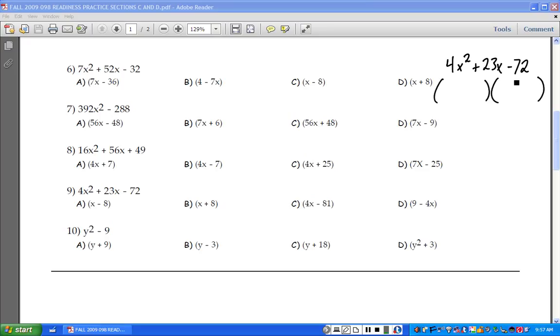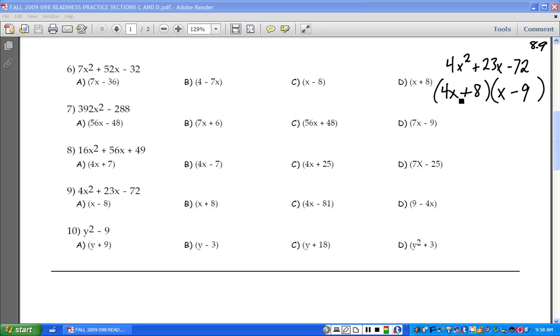Okay. For my 4x squared, I'm going to just go with 4x times x. And for my 72, most common being 8 times 7. I'm saying 8 times 7, looking at the 72. 8 times 9 being the common factors for 72. Okay, and because of the negative 72, I know that one of the numbers is positive, one of the numbers is negative.